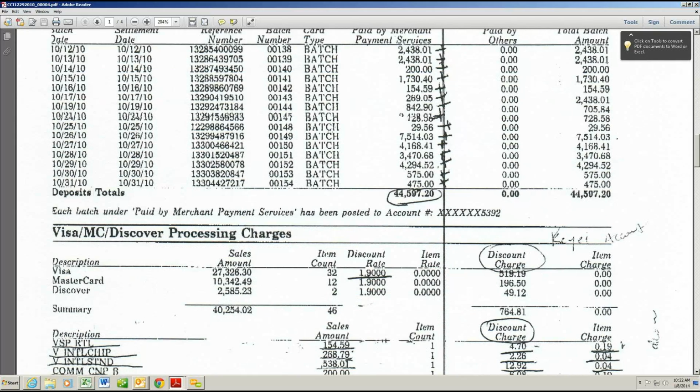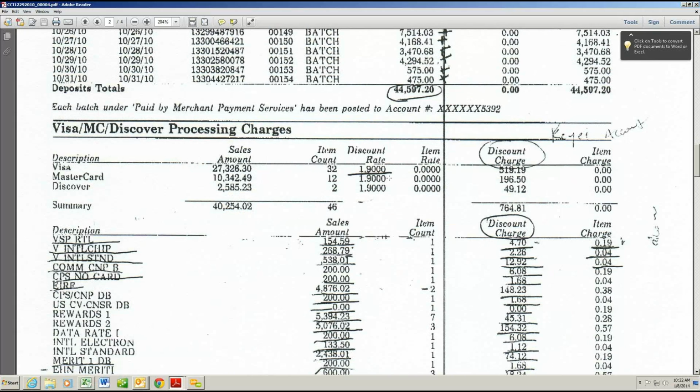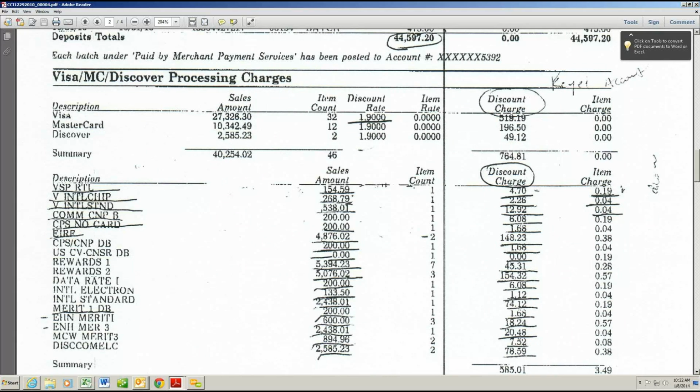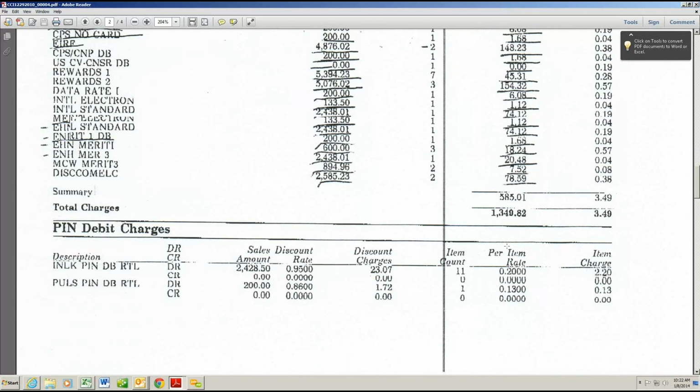You can see on their base rate, Visa, MasterCard, and Discover, they're paying 1.90%. Okay, so that's their base rate, and that's the discount that they were charged. So 1.90% is what they pay as a basis, and then you can see all the other transactions being added, such as Visa retail, international chip card, commercial card not present, and you can see all the additional fees that were added. Okay, they also have a PIN pad.